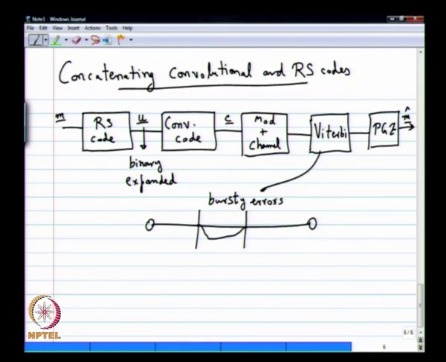a burst in your received word. There'll be a starting position and an ending position, and all the errors will be confined within that burst. Why is this good for an outer Reed Solomon code?